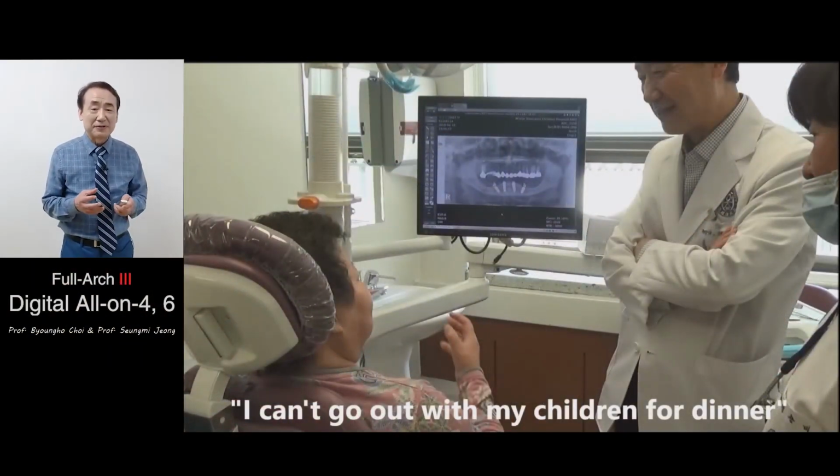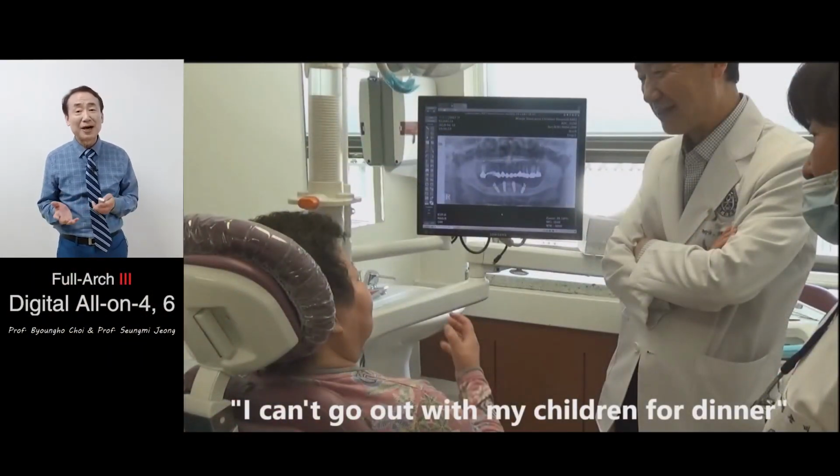Her denture is floating. On her birthday, she was invited to a dinner by her children. What she was able to eat was only a soup. She wanted to get a normal life.